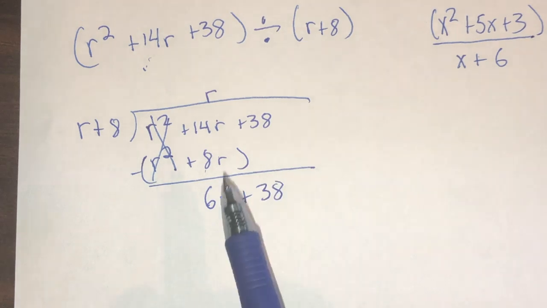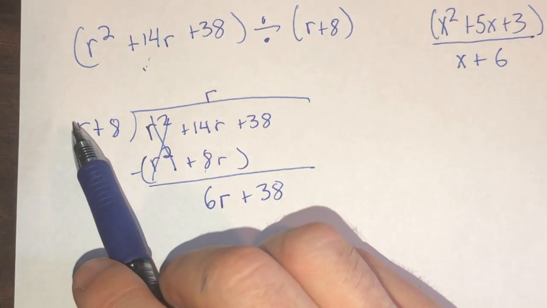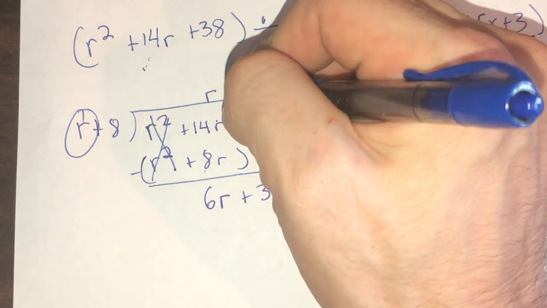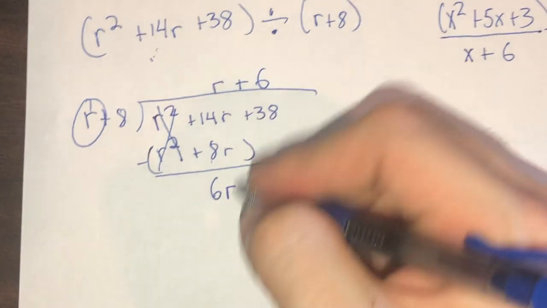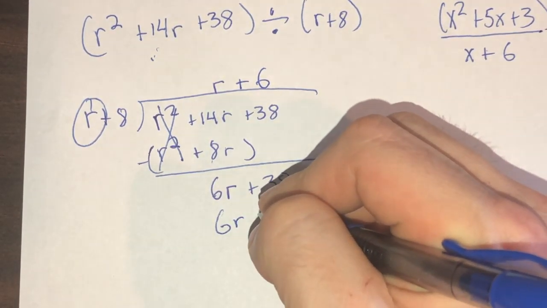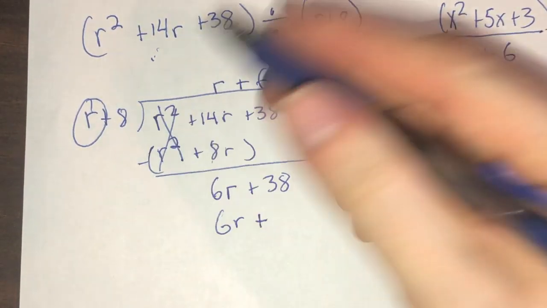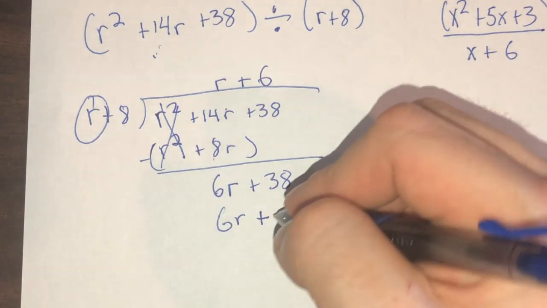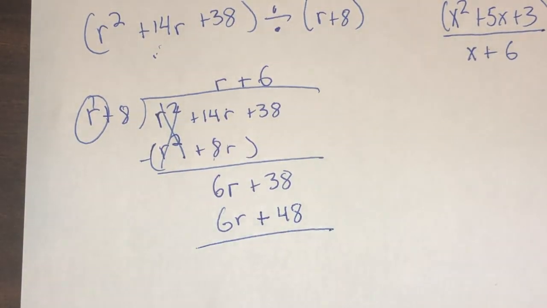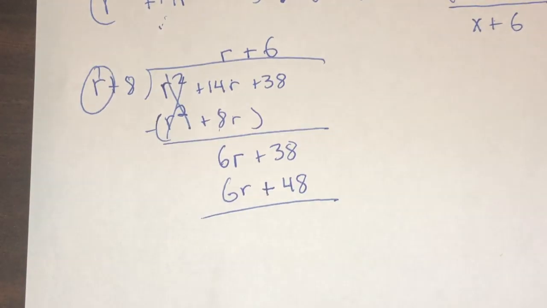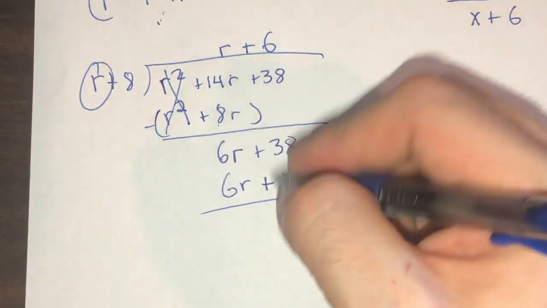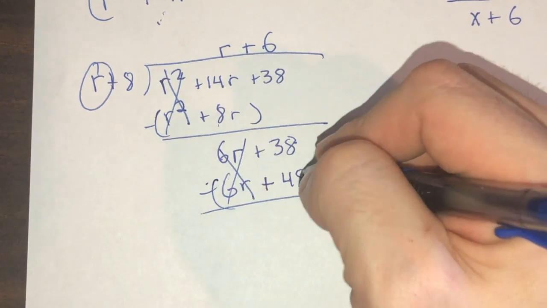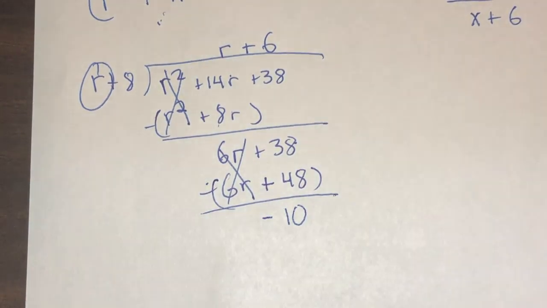Okay, now I do my next. What times r is 6r? And remember, it's good to identify those leading terms. It is 6. Bring the 6 down, 6r plus 6 times 8. Hopefully you know this. 8, 16, 24, 32, 40, 48. And this is something you could use a calculator for potentially as well, but this is something we could also do in our head. And that gives me, cancel, 38 minus 48 is negative 10.